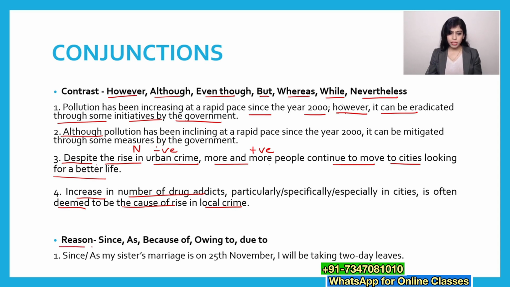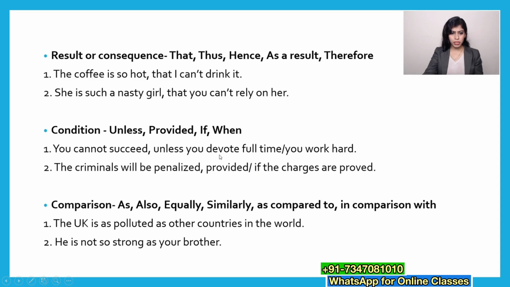Now reason. For reason we can use since, as, because of, owing to, due to. Since or as or due to my sister's marriage, because of my sister's marriage on 25th November. We have to change the structure a little bit, otherwise we can use all the connectors related to reasons. Since my sister's marriage is on 25th November, I'll be taking 2-day leaves. As my sister's marriage is on 25th November, I'll be taking 2-day leaves. So we can use reasoning connectors like this when we want to specify some reason.